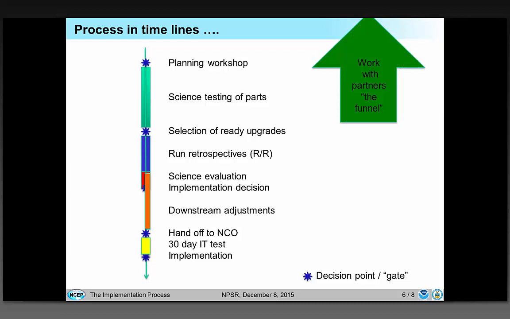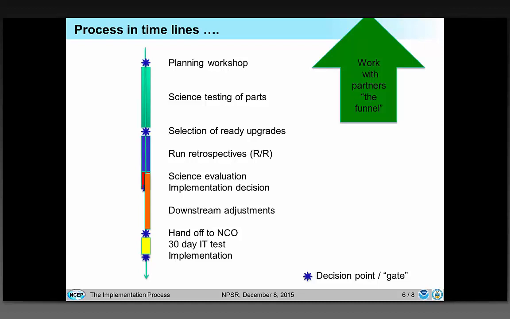So one of the things that is really important here is the fact that we do not do this in a vacuum. So all the way up to doing the science testing of bits and pieces, it really should be a collaborative work between operations and their partners. So anywhere here and possibly way farther back, we should be working with our partners.